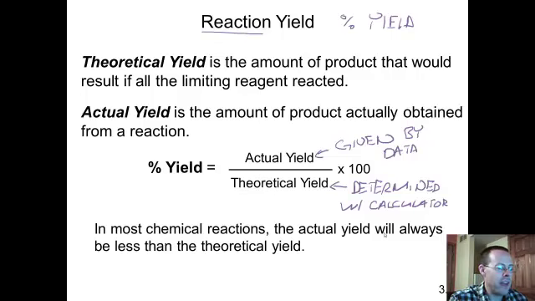But in most chemical reactions, the actual yield will always be less than the theoretical yield. So percent yields are generally always less than 100%. Because when we react stuff, there's always side reactions that happen, and we never get as much as we hope to get. Okay? So I think that wraps it up.